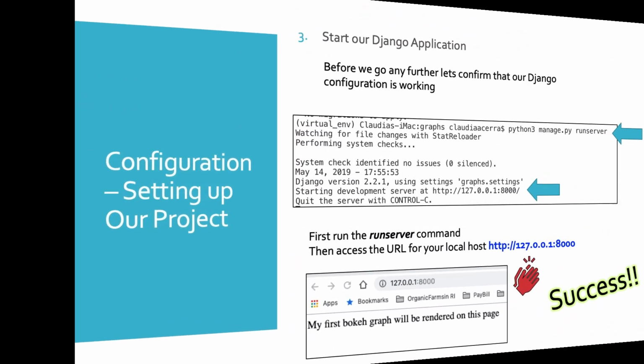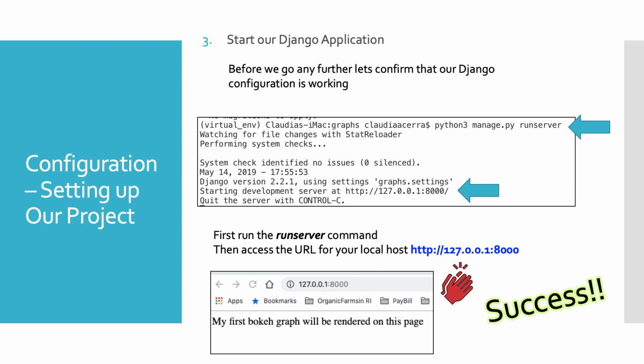Okay. Right. And this is the last thing we're going to do with Django before we jump into building some plots and graphs. So from within your virtual environment at the command line, you will issue the Python command to start your server. So for me, it's python3. For you, it just might be python. But python3 manage.py runserver, and you'll get a bunch of output. Within the output, you'll see the URL. It'll be 127.0.0.1 on port 8000. You can just copy that or click that. And when you run that, it should open up your browser, and it should say my first Bokeh graph will be rendered on this page. That's all we want to confirm here.